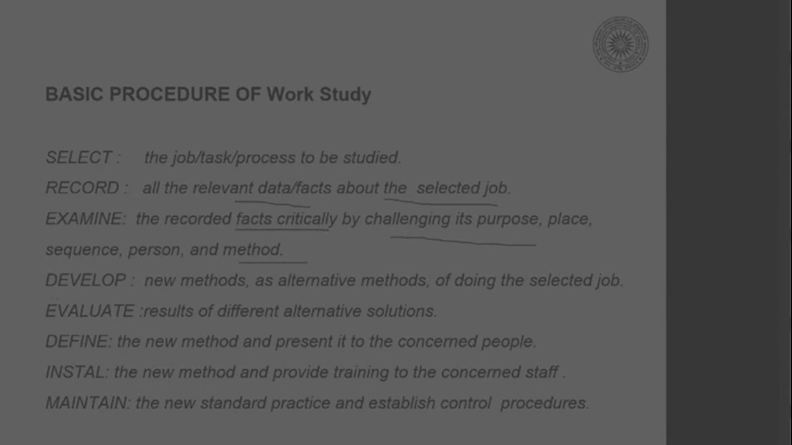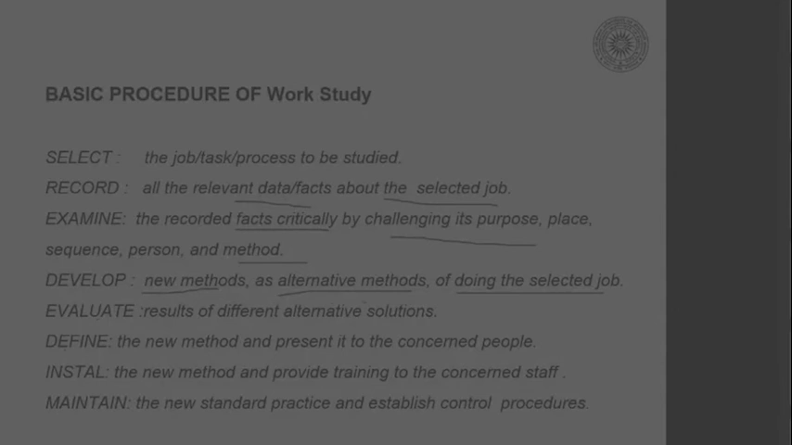So what we do, we develop the new methods or an alternative method of doing the selected job. As I told, the lifting job on the shop floor. If it is done manually by four people, instead of that, we can use a crane or we can use a forklift truck. So we develop or suggest the alternative method.